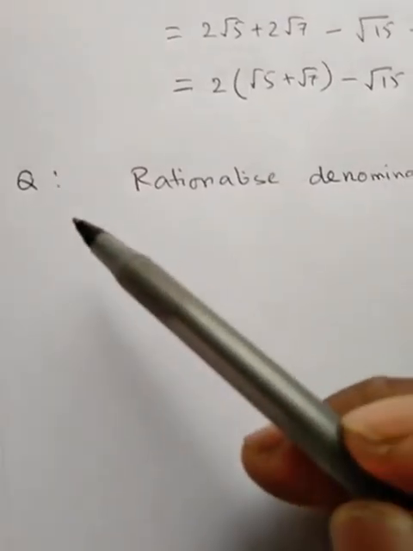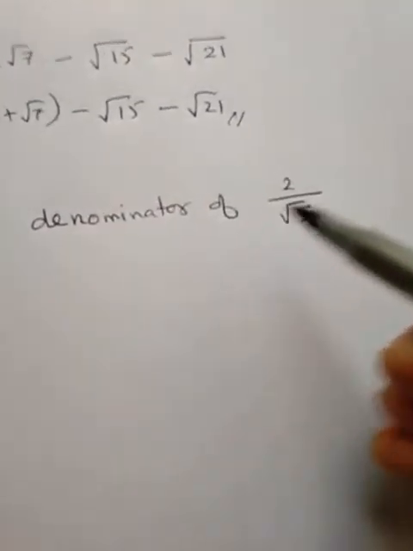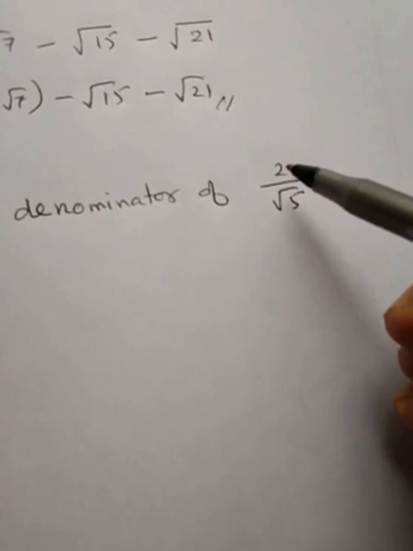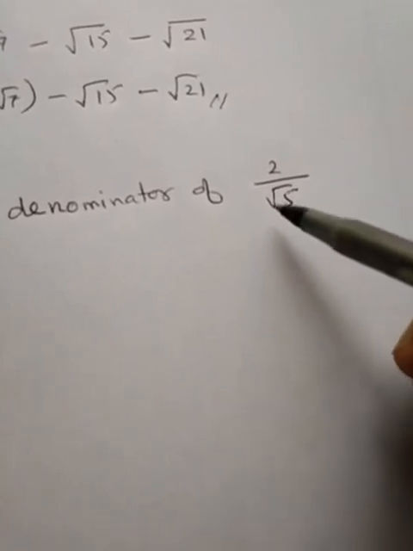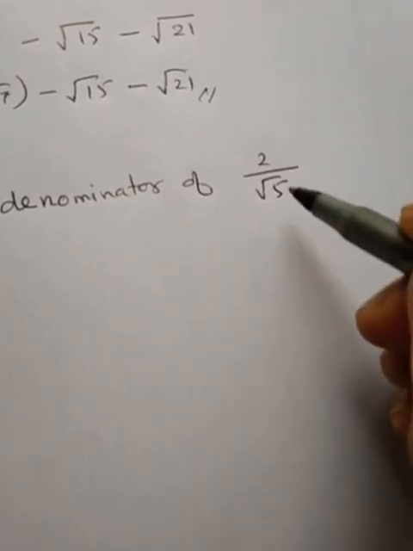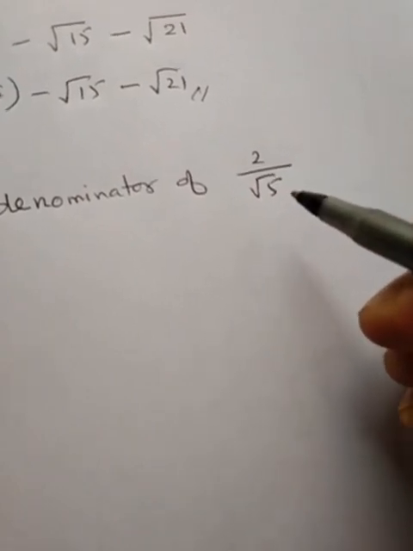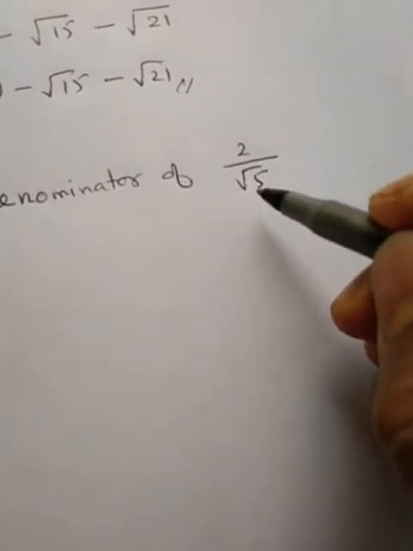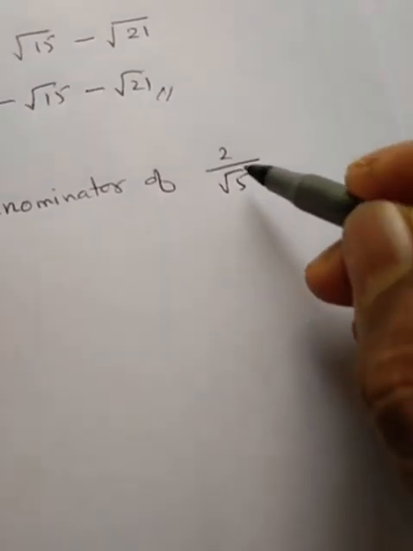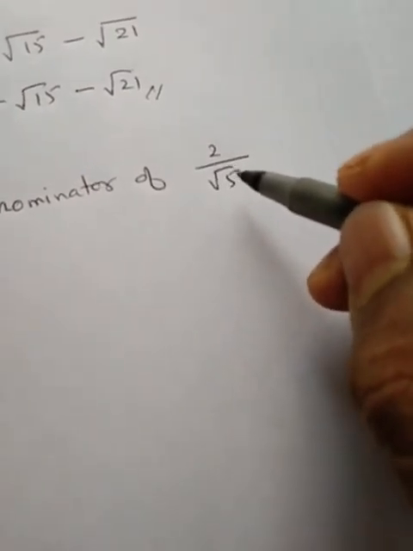Now let us see the next question, where we have to rationalize the denominator of this irrational number, because here it is irrational, 2 by root 5. This irrational number we have to rationalize. Now, to rationalize this, that means to remove this root, we have to do something with this term so that this root can be vanished.